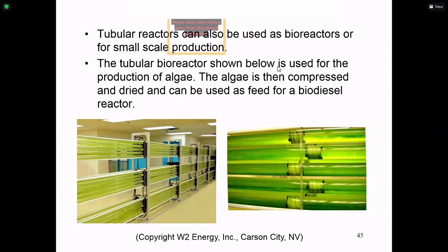Here is another example. This plug tube reactor is being used as a bioreactor for small scale production. The tubular bioreactor shown below is used for the production of algae. The algae is then compressed and dried and can be used as feed for a biodiesel reactor.